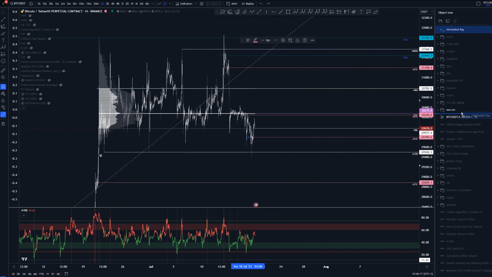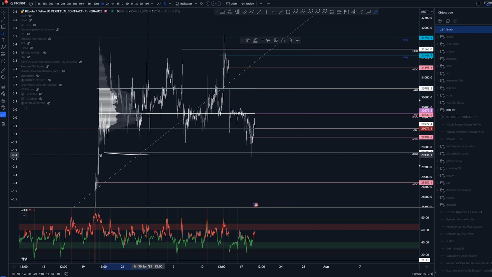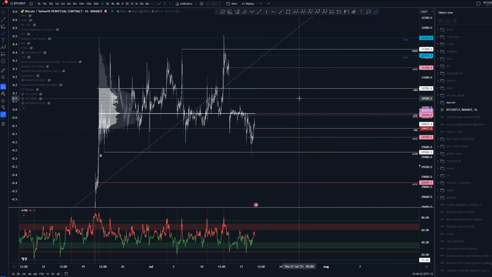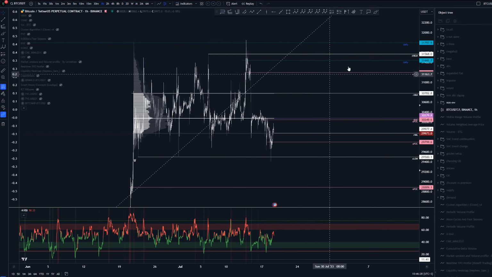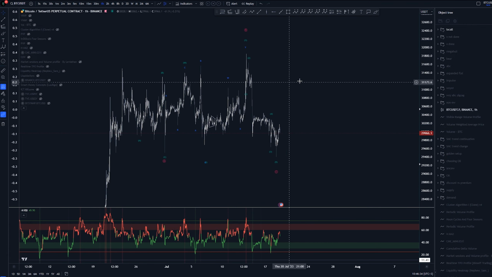But that's all the levels that I'm interested in. Again, we took out the range low, we had the liquidity, and now we are pushing the price up, at least temporarily. So that's all of that. Let's take a look at how Elliott Wave is trying to explain this at least.